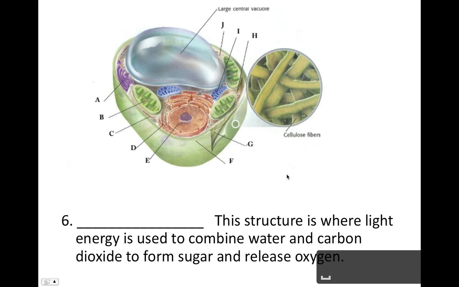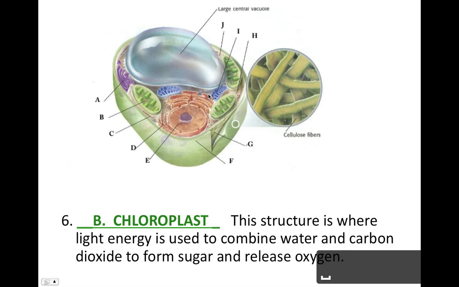Okay, this structure is where light energy is used to combine water and carbon dioxide to form sugar and release oxygen. Light, photosynthesis. I'm thinking that it's these green things here, which would be the chloroplasts. These are only to be found in plant cells and in some protista, certain types of green algae.